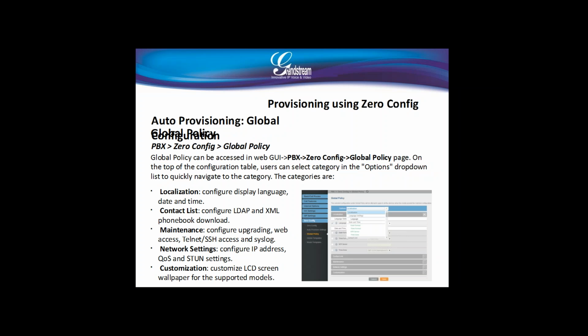So these are some of the things that you can automatically provision through the global policy. Localization: you can configure the display language, date and time, contact lists, basically a phone book via LDAP or XML. Maintenance: on each of our phones there's a maintenance tab. You can configure what provisioning or firmware server it's looking at, what configuration server it's looking at, enable or disable Telnet access or SSH access depending on the device, and other things. Network settings as well. So all of these parameters you can adjust from this global policy.